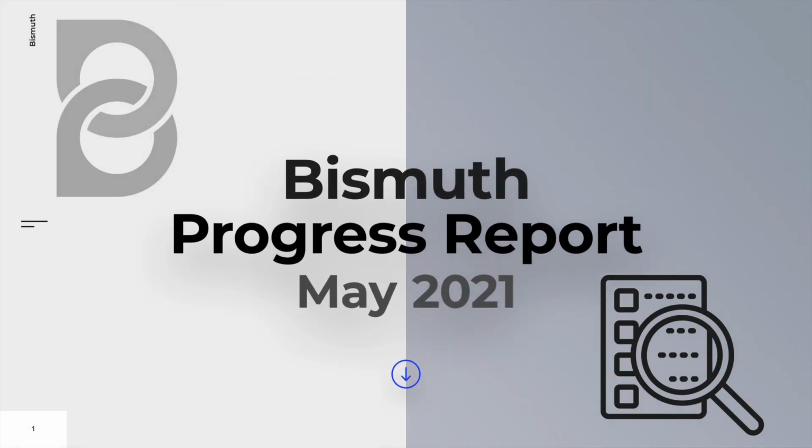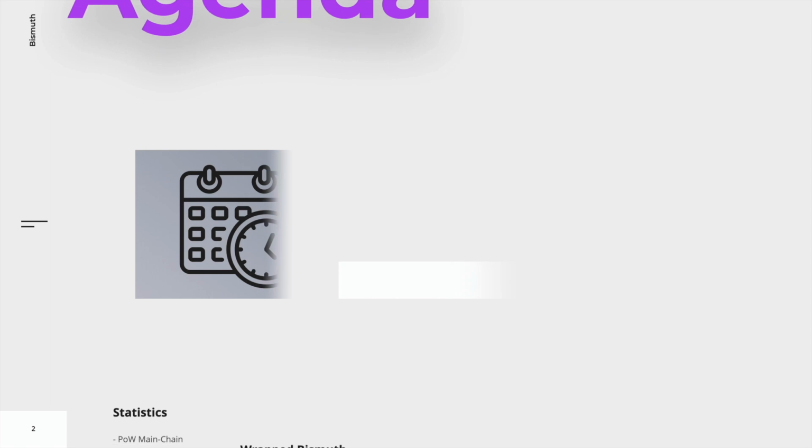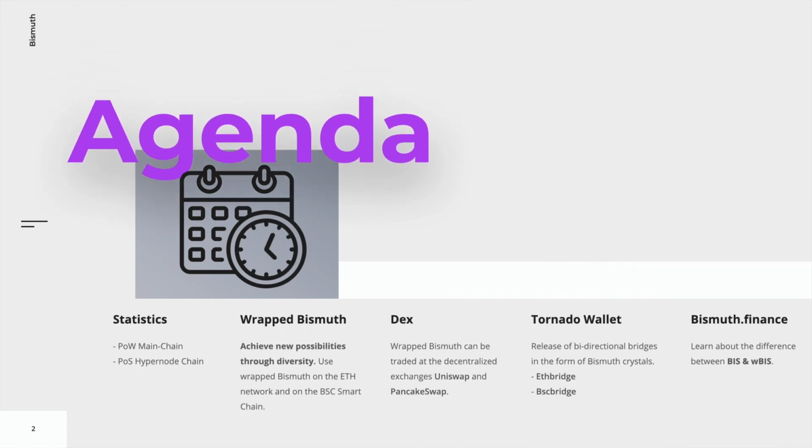I would like to welcome you to the Bismuth Progress Report for May 2021. Let's get started. The Progress Report agenda is separated into multiple categories, which when combined, hopefully will form a bigger picture. Let's take a look at the different categories, starting with statistics. We will check out the proof of work main chain statistics, look at the data, and also look at the proof of stake hypernode data.